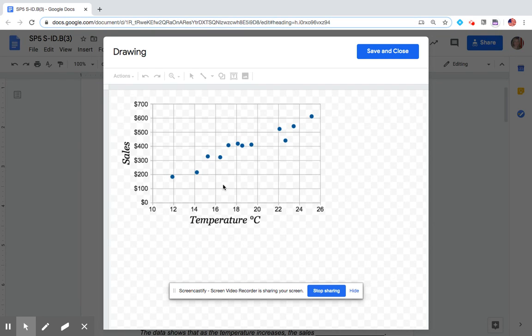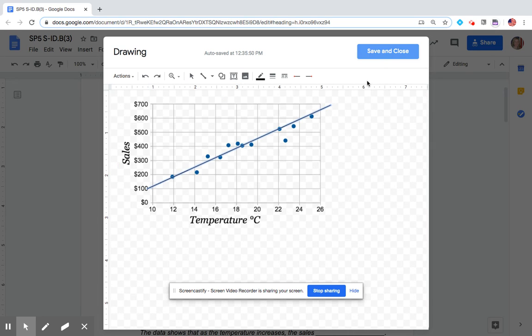I'm going to try to access this, and I'm going to use my line tool, and I'm going to go from my y-axis. I'm going to spin this until I see about what feels like a good line of best fit. See down here, there's too many dots above, and up here, there's too many dots below. That looks pretty good. So I'm going to hit save and close right there.